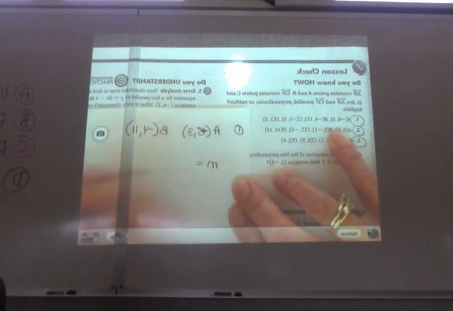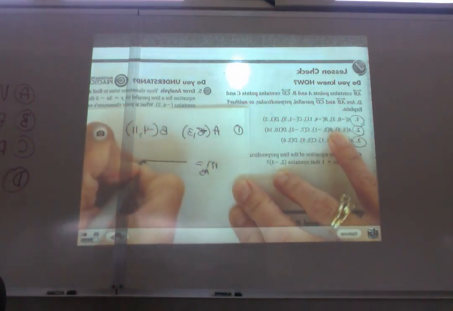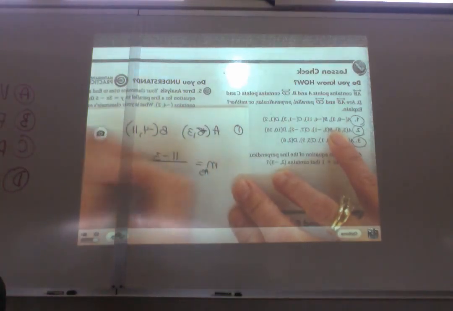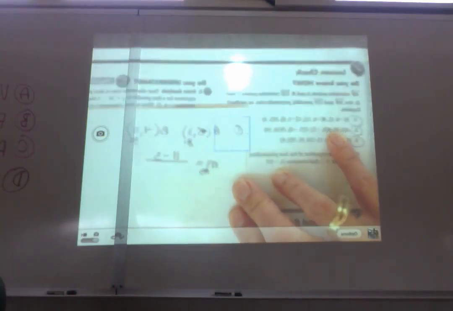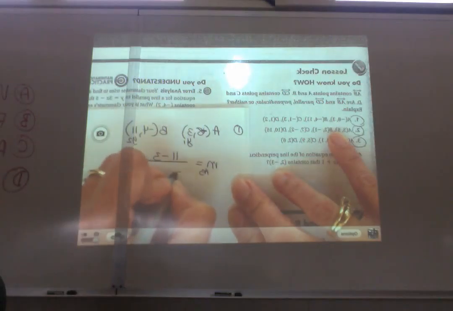I need to find a slope for A and B. It's going to be a big fraction. What's going to go on top of the fraction? 8 and 8 plus 3? Try again. 11 minus 3. Y2 minus Y1. Okay, Y2 minus Y1. Then minus 4 minus negative 8.